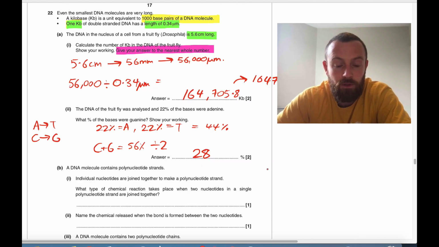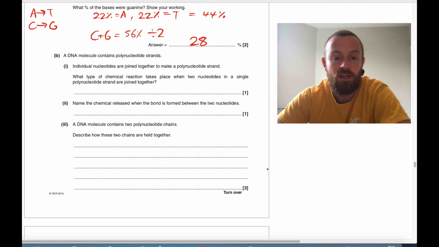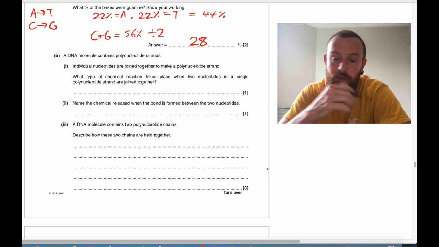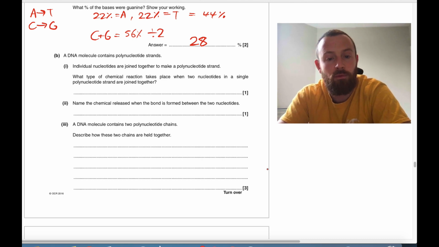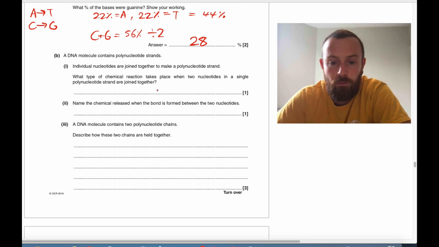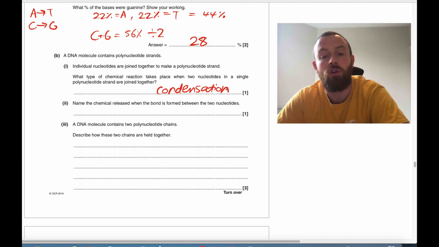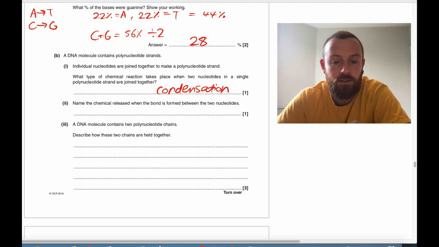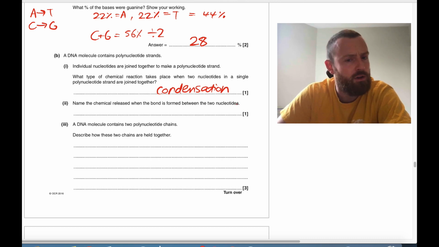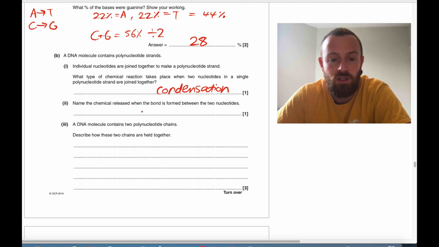All right, moving on. A DNA molecule contains polynucleotide strands. Individual nucleotides are joined together to make a polynucleotide strand. What type of chemical reaction joins things together? This is a basic fact: it is a condensation reaction. Remember, condensation, joining things together. Hydrolysis splits things apart. Name the chemical released when the bond is formed. What is formed during a condensation reaction? Well, a bond is formed plus water.